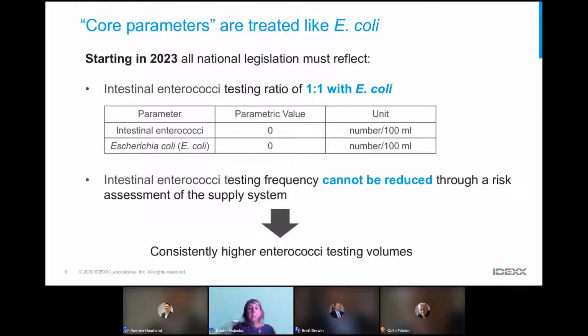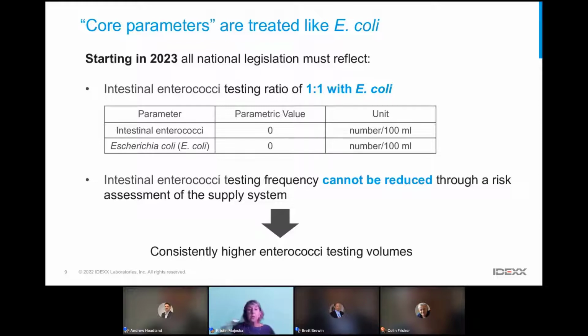And here, very important, unlike some of these risk-based parameters, the water operator does not have the option to reduce the testing frequency based on a risk assessment or any other criteria for that matter. So what that means in conclusion is that for most EU countries, starting next January 2023, significantly more enterococci tests will need to be run, whether they're run by private laboratories or by the water operators themselves.